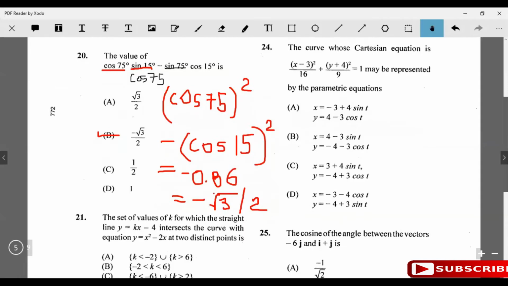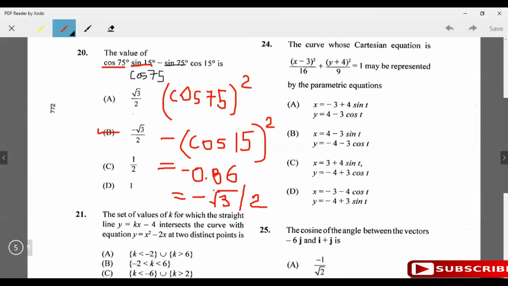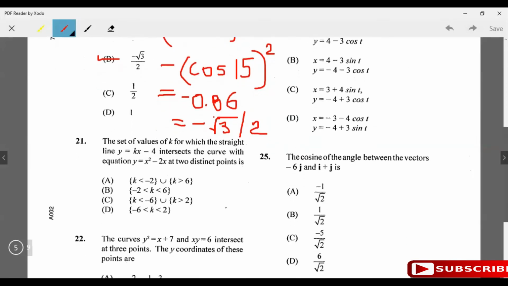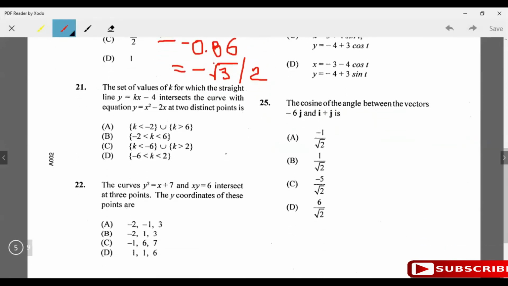Easy, soft, the capital T. All right, let's go to question 21. Question 21 is asking us to find the set of values of k for which the straight line y equals kx minus 4 intersects the curve with equation y equals x squared minus 2x at two distinct points.